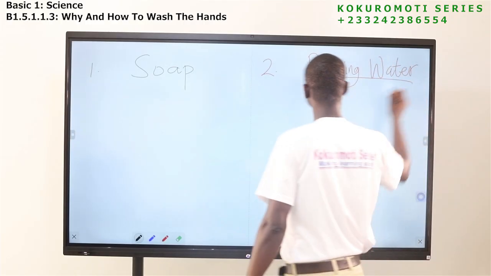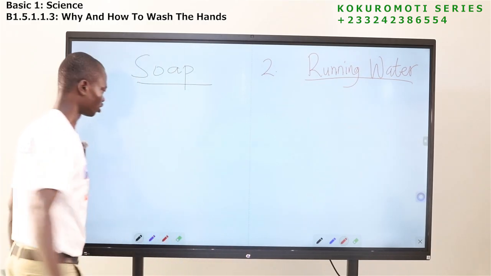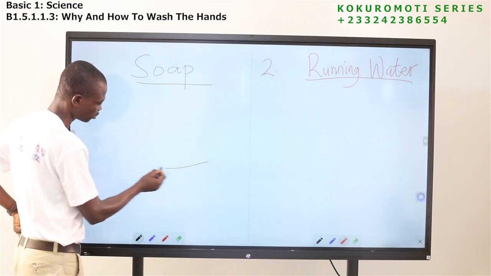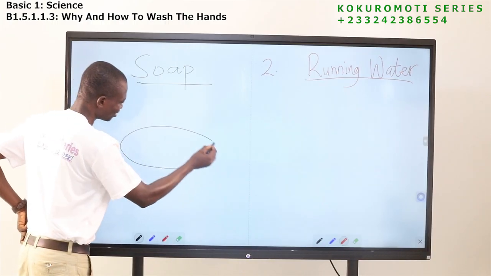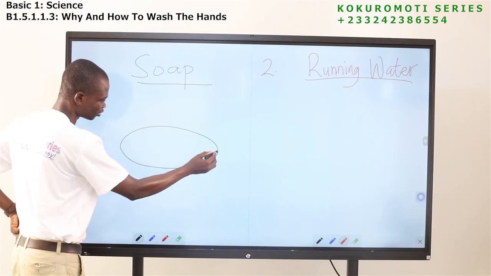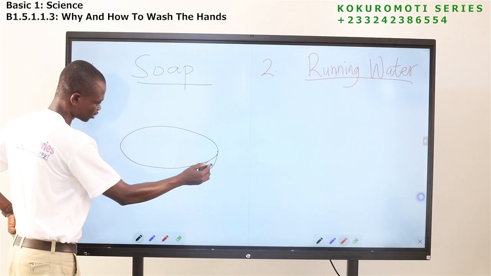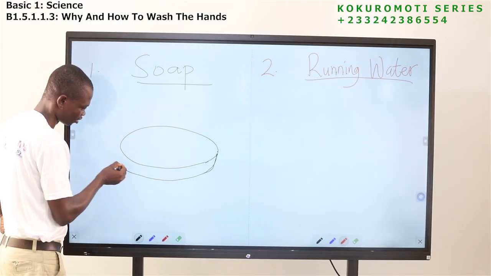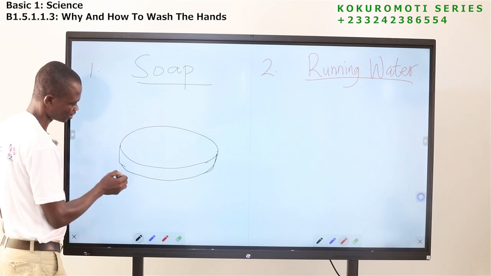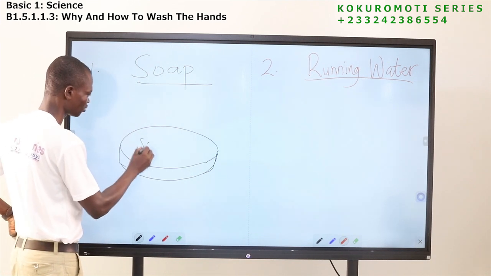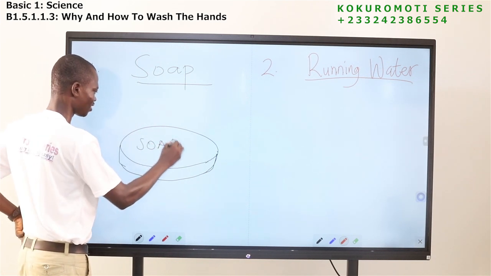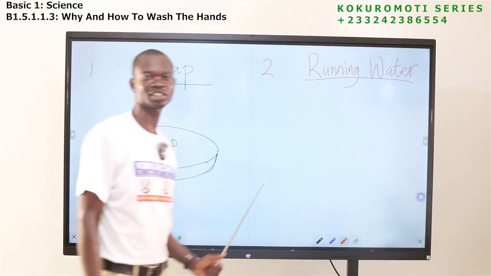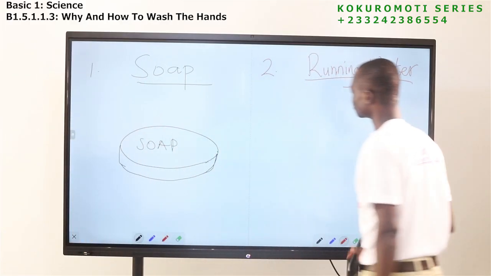Okay. So let's get them drawn. How do we draw soap? So this is soap. Don't laugh at me. If you laugh at me, you will not be my friend again. So we have soap. This is soap for you. So we need soap to wash our hands, and then running water.